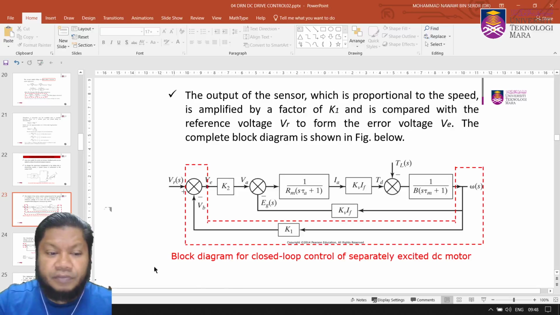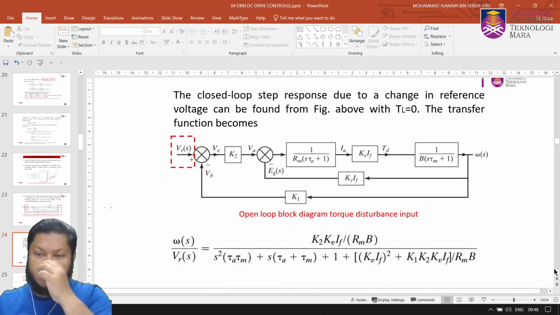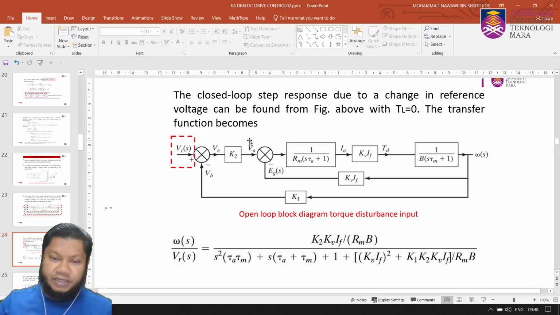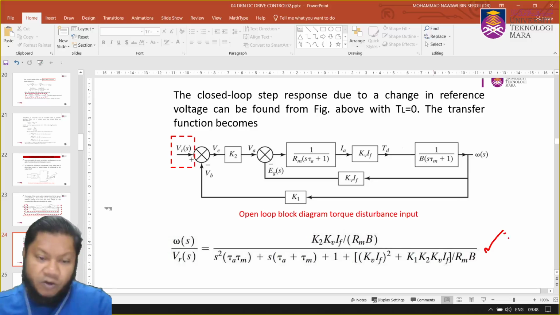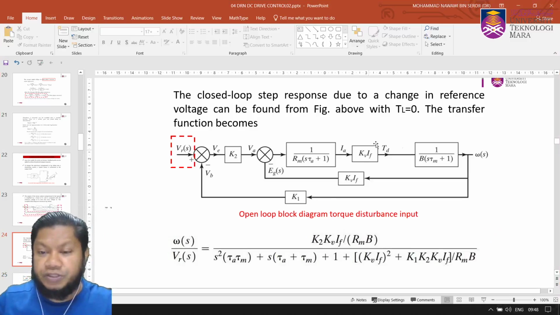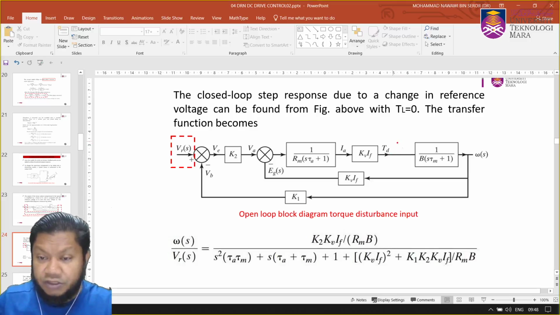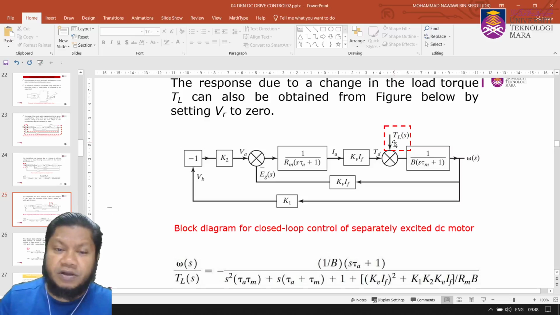Okay, and next, we're going to look at the reference. What happens with the speed as you set omega as a reference voltage and TL equals to 0. So solve that, and we have this transfer function, omega(s) to VR(s). Next is to consider the load torque. We want to consider the torque and let VR equals to 0. Okay, so next slide. The response due to a change in the load torque can also be obtained from the figure below by setting VR equals to 0.